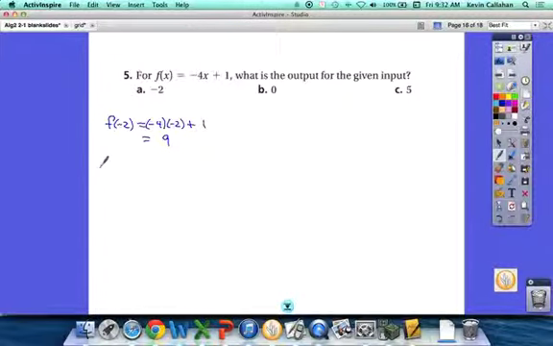How do I find f of 0? Plug it in. F of 0 equals negative 4 times 0 plus 1, which is 1. And then f of 5 is negative 4 times 5 plus 1, which is negative 20 plus 1, negative 19. So evaluating functions.